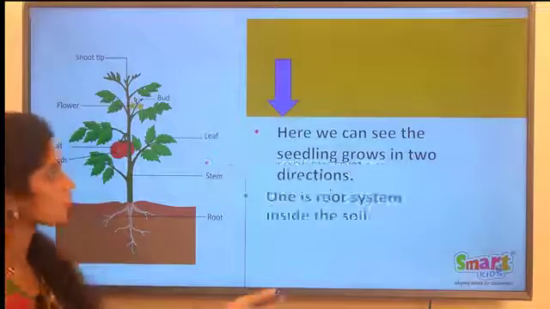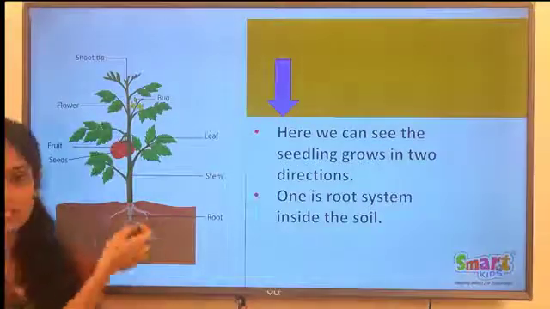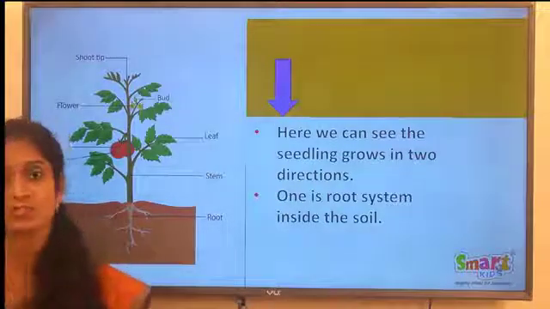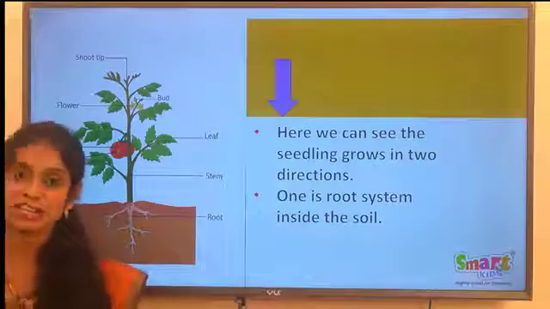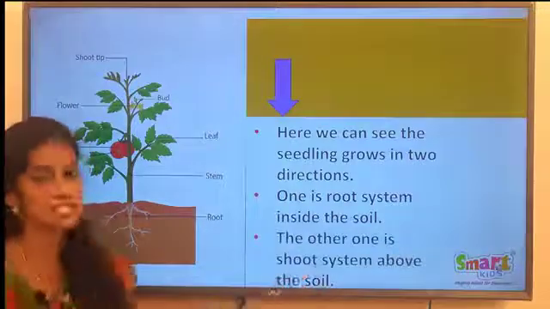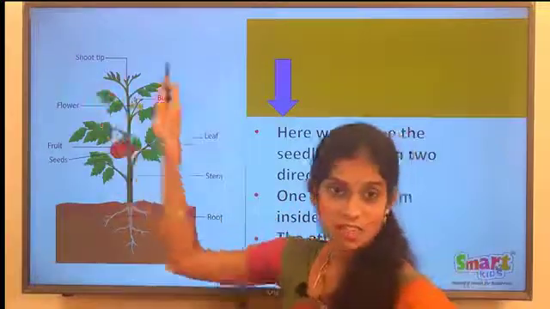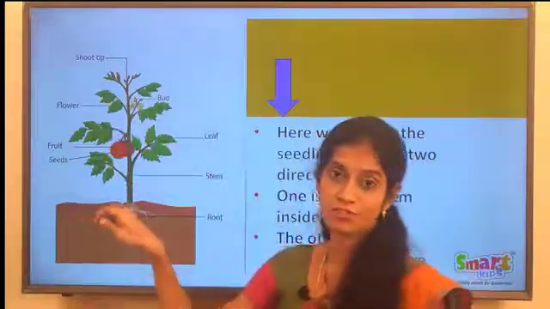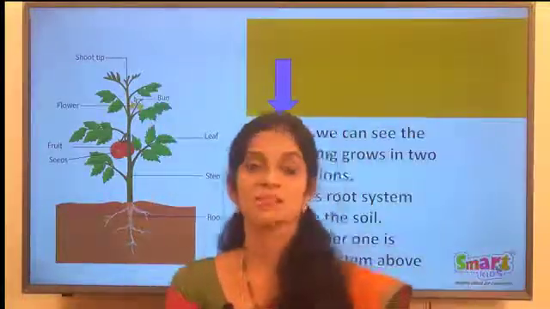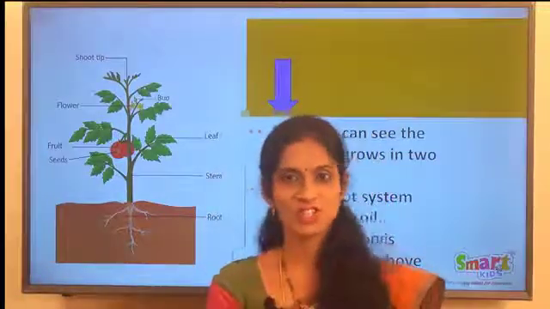One is the root system inside the soil. Here you can see the root system that is present inside the soil. That's why we cannot see the roots of the plants, because they are covered by the soil. And the next one is the shoot system above the soil. All these parts, stem, leaf, flower, fruit, and the seeds inside the fruit, come together as the shoot system. You can observe the shoot system because it is above the soil.